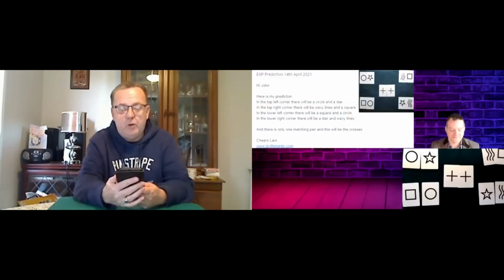In the top left corner, there will be a circle and a star. In the top right corner, there will be wavy lines and a square. Also a match. In the lower left corner, there will be a square and a circle. Also correct. In the lower right corner, there will be a star and wavy lines. That's also correct. This is so clever.